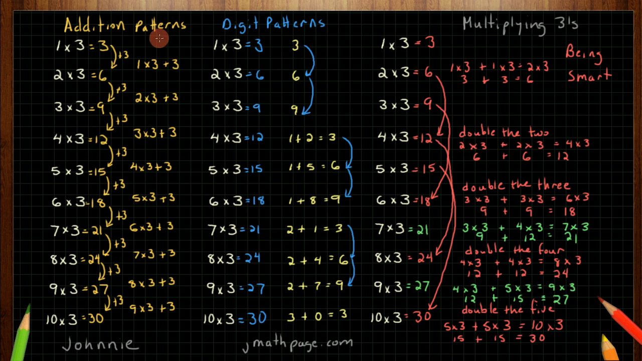So I've shown you 3 different ways to think about multiplying 3's. The first was through addition patterns. The second was through digit patterns, the last digits. That was very interesting, wasn't it? And then the last one was just being smart, ways to break apart the numbers to figure out what the multiples should be. I do hope this was helpful to you.